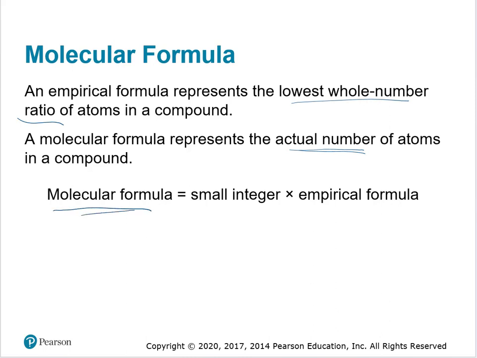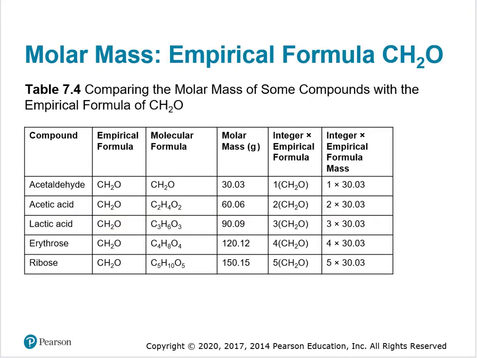So for the molecular formula, we need to take an integer, 1, 2, 3, 4, and then we times that by the empirical formula. Here's a chart showing all of the different compounds that have the same empirical formulas. But notice that the molecular formulas are all different. They're all multiples of this empirical formula. So if I take the molar mass and multiply it by 1, I would get the same molecular formula as the empirical formula.